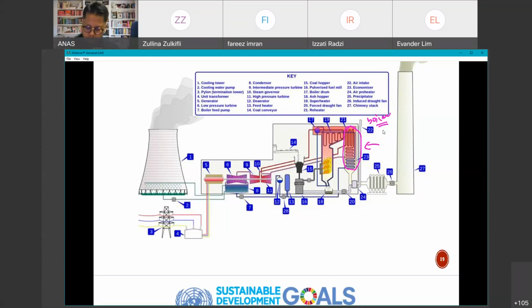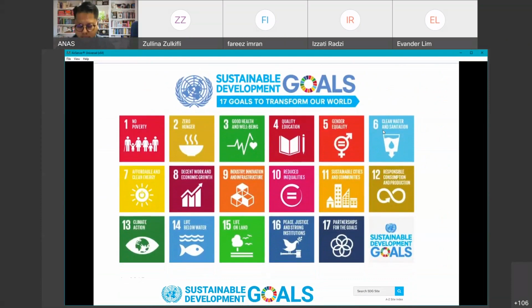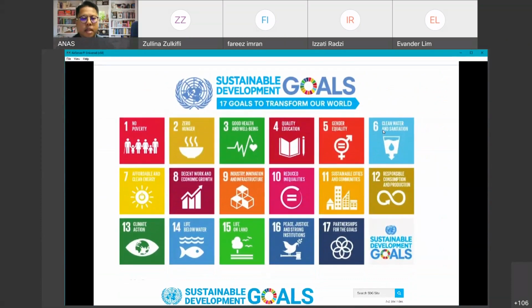Now, as part of our course, we also need to understand something that has been going on for a couple of years now, which is called the SDG. SDG stands for Sustainable Development Goals. This is a very, very important concept. Basically it comes from the United Nations. There are 17 goals to transform our world.